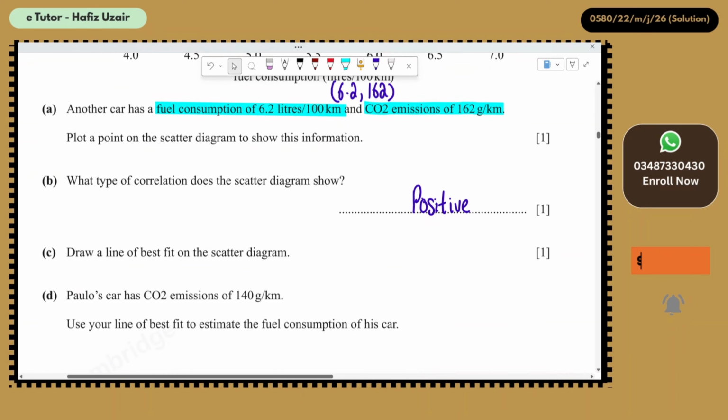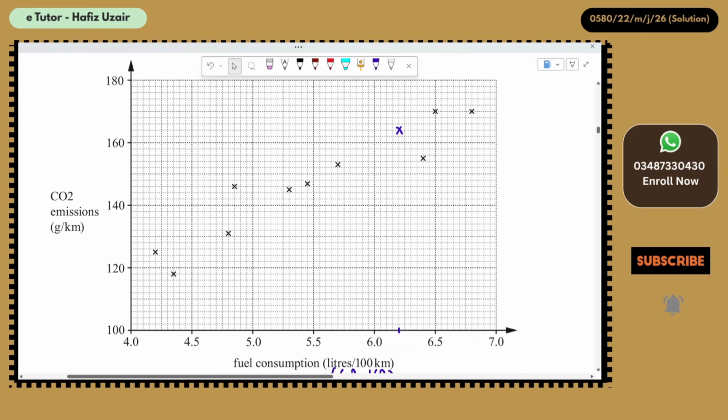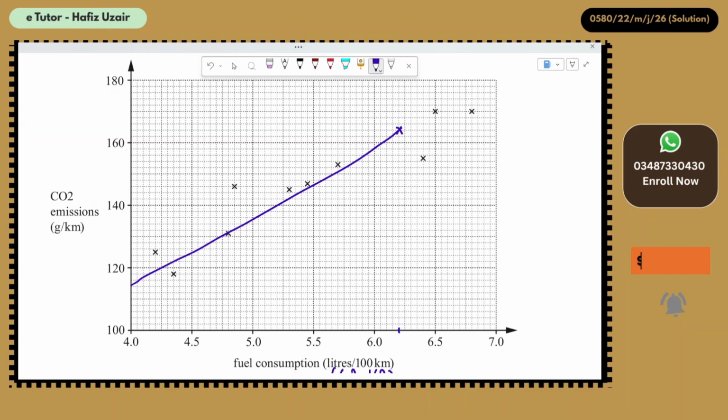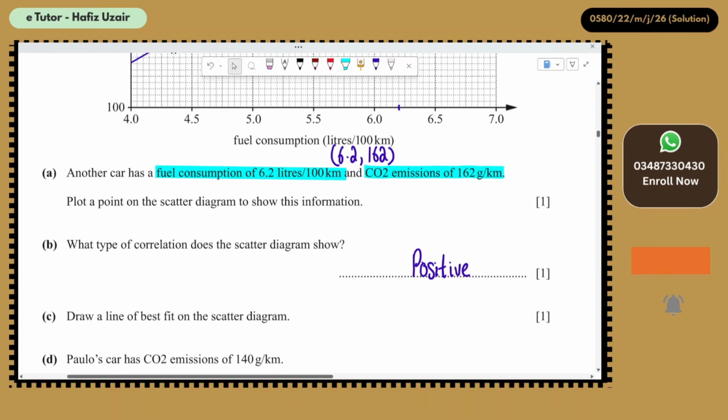Alright, in C part, you need to draw the line of best fit on the scatter diagram shown. So we need to draw the best fit line. Here you can check that you have almost 1, 2, 3, and 4 points below the line, and similarly almost you have 4 points above this line. So this can be the best fit line.